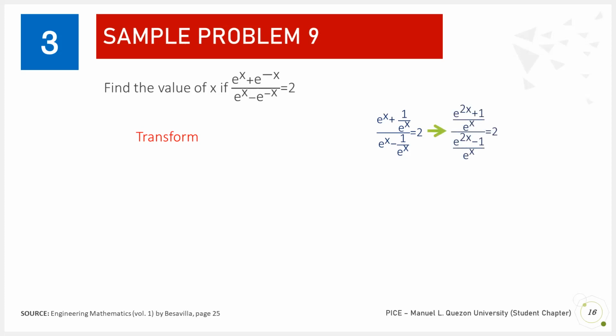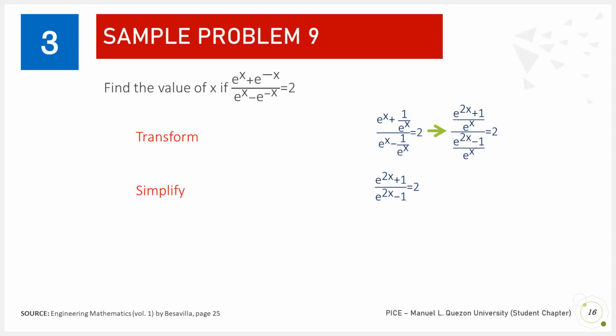So kinuha ko yung cross multiply ko yung e raised to x sa e raised to x doon sa first term. Tapos e raised to x multiplied by e raised to x tapos plus 1 all over e raised to x. So ganun yung ginawa ko sa first part or sa ating numerator. And then sa denominator, ganun din, pero magkaiba lang ng sign. And then we simplify. So, maka-cancel out natin si e raised to x.